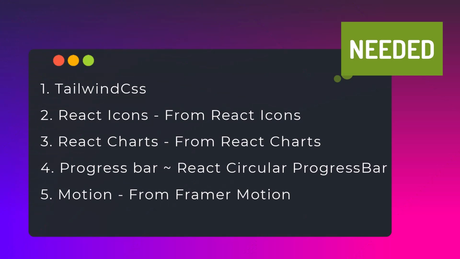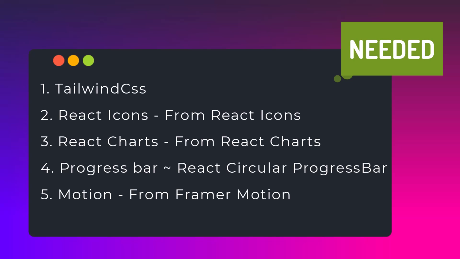First things first, we will need to install everything that we are going to require for this project. The first thing that we need to install is TailwindCss. This will help us to style the project. Second is React icons. These will supply us with the icons that we need for the project. And for the charts, we are going to install React charts.